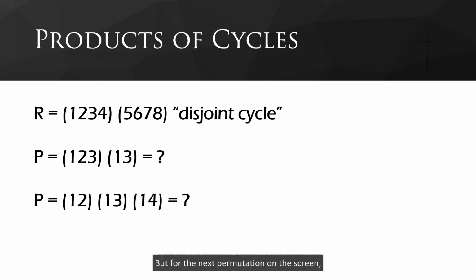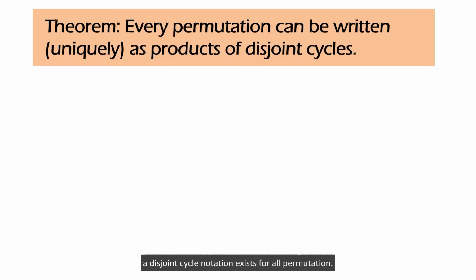But for the next permutation on the screen, P equals bracket 1, 2, 3, bracket 1, 3, there are some overlapping elements, and to simplify those complicated notations, we first want to convince ourselves that a disjoint cycle notation exists for all permutations. And this is not very hard to describe, and we'll sketch the informal proof here. But you can search for a formal proof about a further claim. Every permutation can be uniquely written as a product of disjoint cycles.